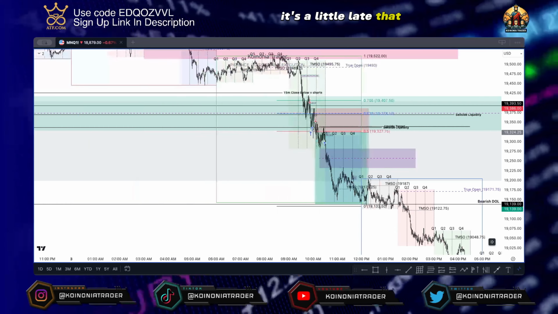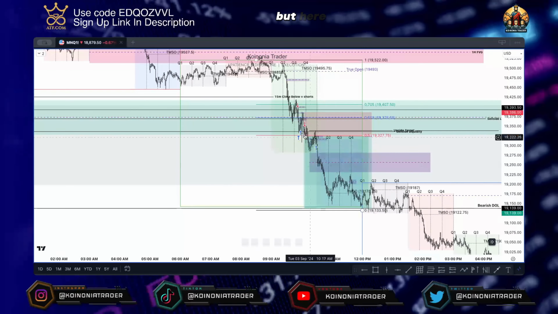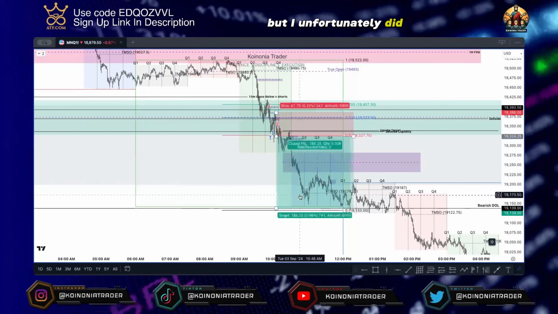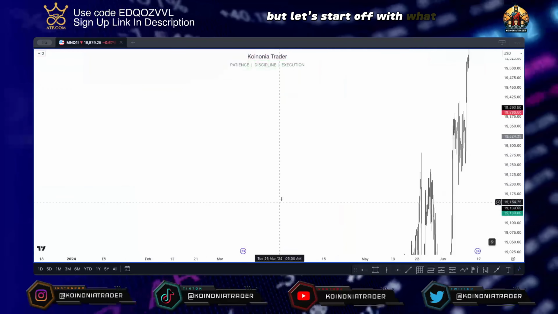It's a little late that I am posting this, but here is the trade that I wanted to take today, but I unfortunately did not. But let's start off with what I came in with this morning.